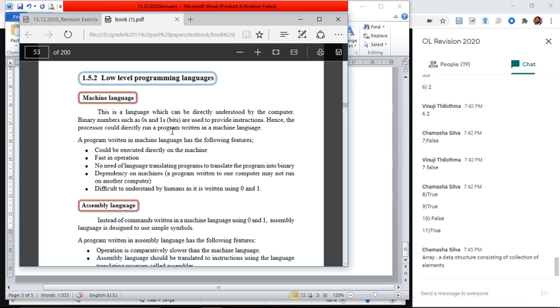Processor කියලා කියන්නේ මොකක්ද අපේ CPU එක. The CPU can run ones and zeros or the machine language directly.